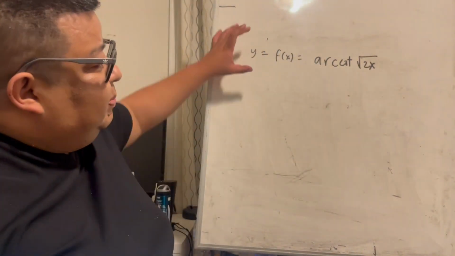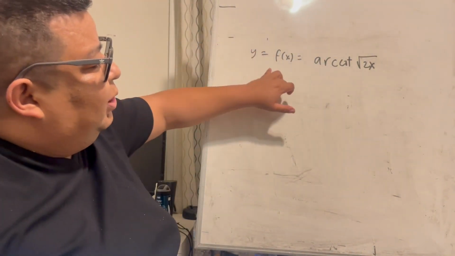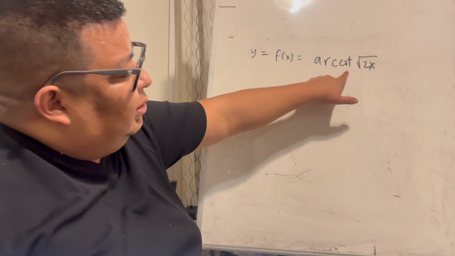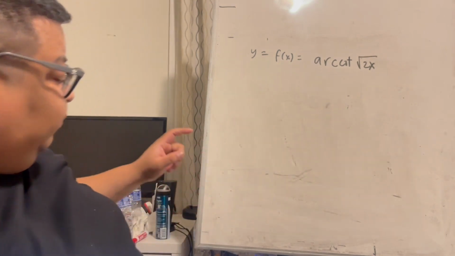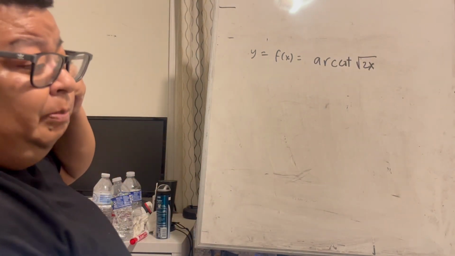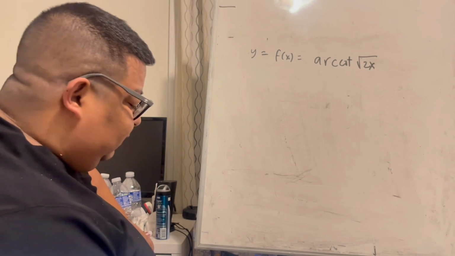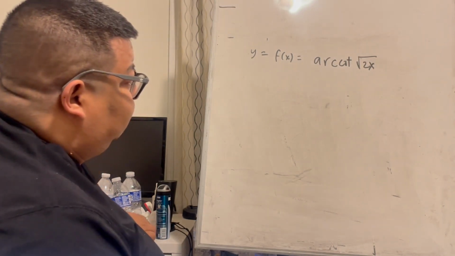Welcome. In this video, we're looking at the following function: y equals f of x equals arccotangent of square root of 2x. And we need to find the derivative. In order to find the derivative, we need a formula for that kind of derivative.